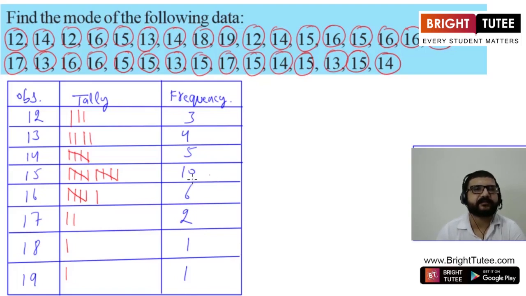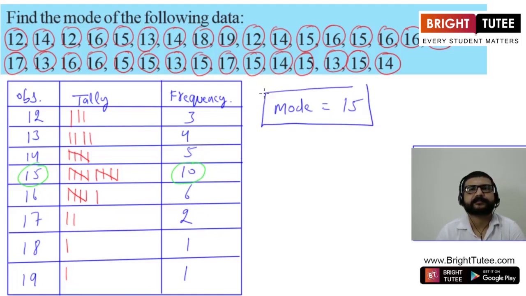Now, can we tell from this table what the mode of this data will be? The mode of this data will be 15. As we can see from the table, 15 is occurring the most number of times, that is 10 times. So what we have seen from this table is that 15 is occurring more frequently, so the mode of the data is 15.